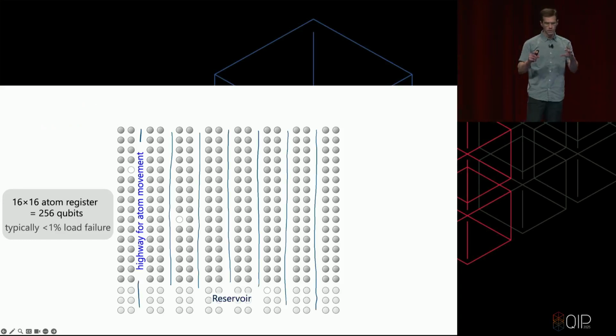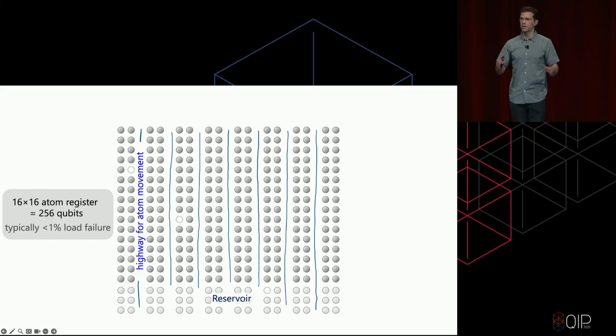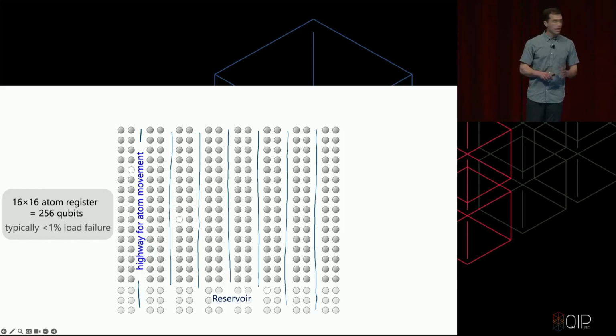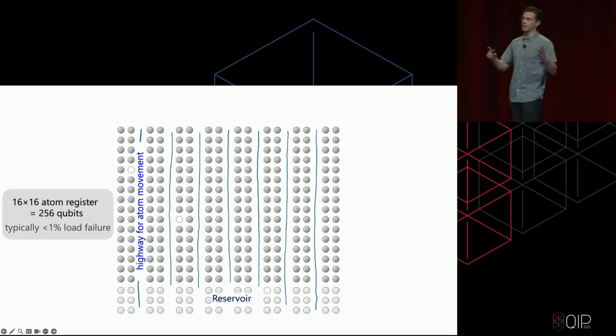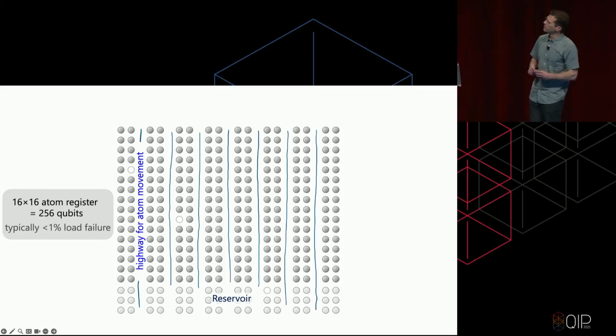At the bottom, there are a few extra rows. That's called a reservoir, and it's used to fill in holes of lost atoms during the circuit. As a user, you don't have to worry about the reservoir. That happens automatically. There are these highways. The atoms are not packed together as closely as possible, like you saw on a previous slide, because you need room for the atoms to move around. So you have these highways. I think this is not to scale. I think the highways are wide enough for 2 atoms to move from side to side.